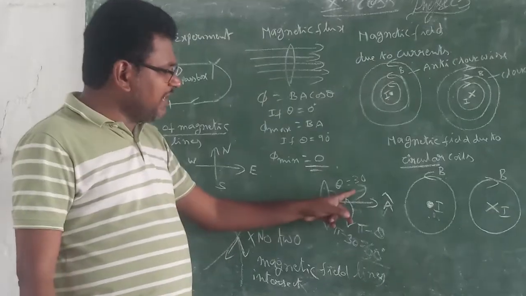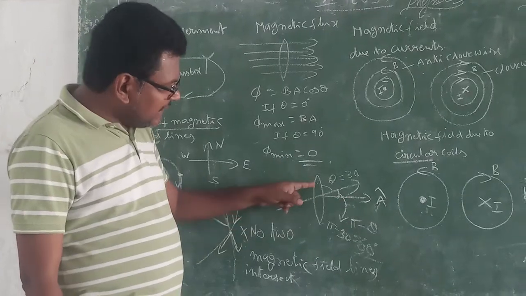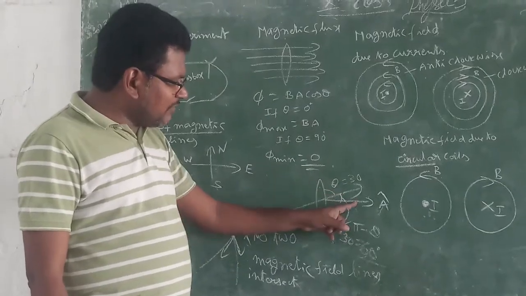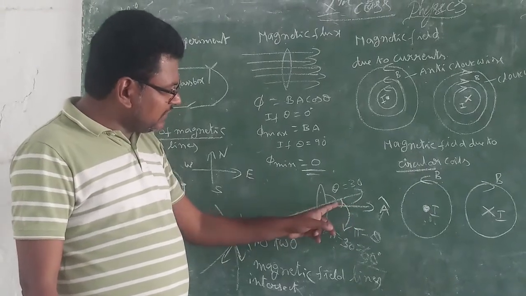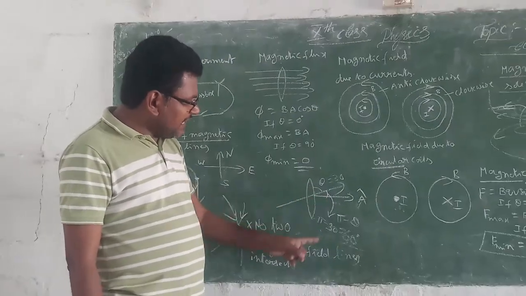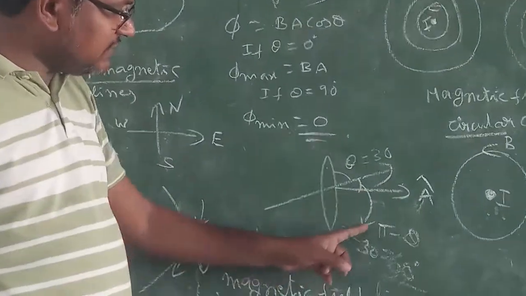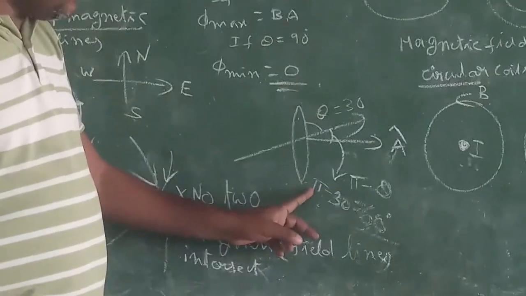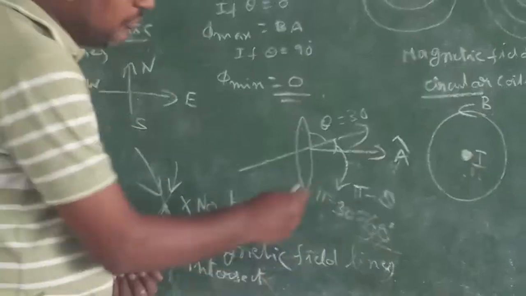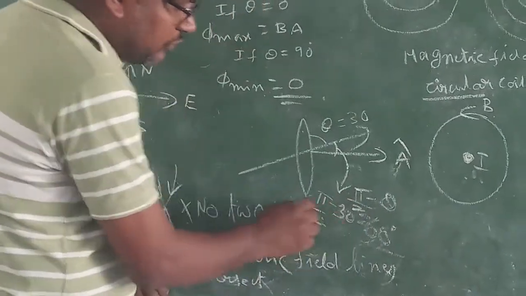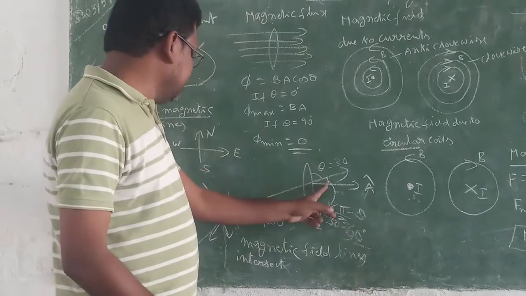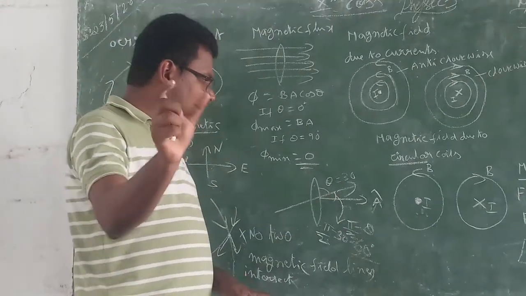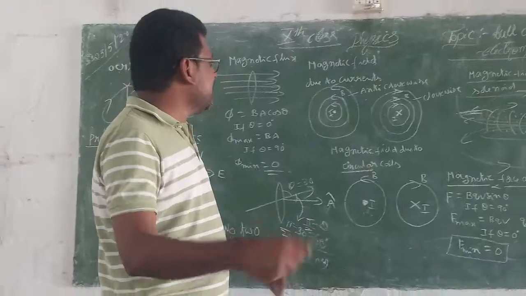Then what is the angle between the magnetic field and the normal to the surface area? The angle between the surface area and the normal to the surface area is 90 degrees. Then this angle is 90 minus theta. That means the angle between the magnetic field and the normal to the surface area is pi by 2 minus theta. Pi means 180, so pi by 2 is 90. So pi by 2 minus 30, that means 90 minus 30 is equal to 60 degrees. So like that we have to take the angle. So this is about magnetic flux.